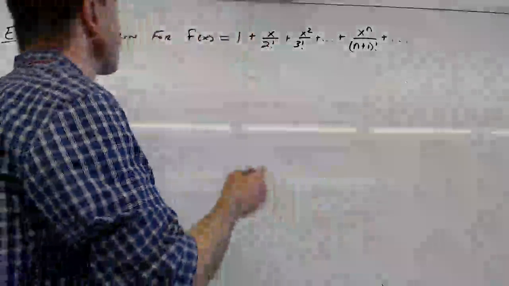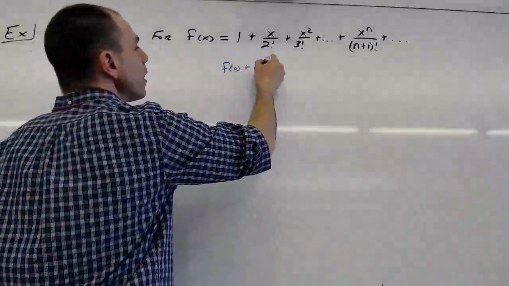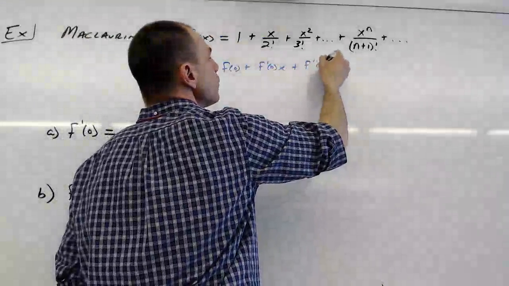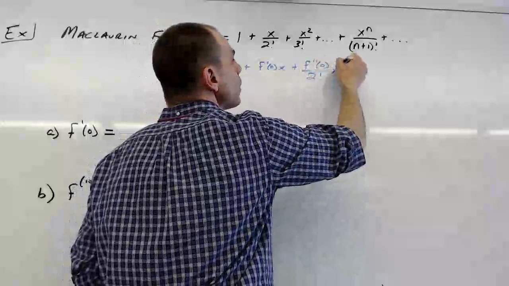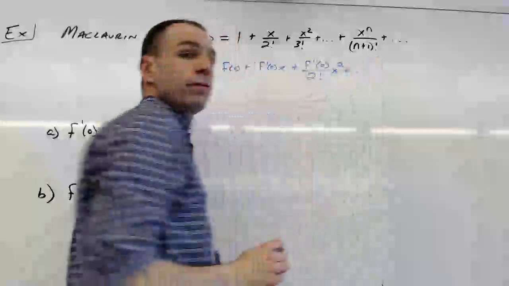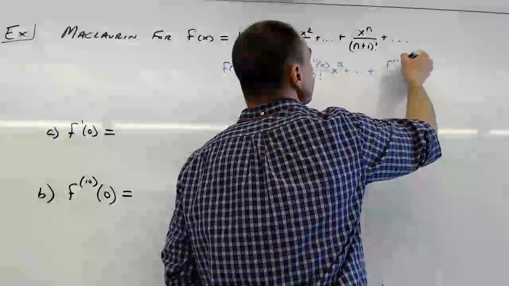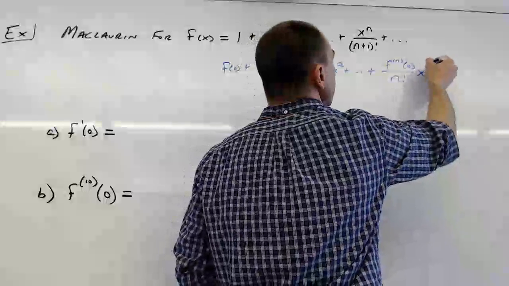So we know in general that a Maclaurin series will be f of 0 plus f prime of 0 times x plus f double prime of 0 over 2 factorial times x squared, plus so on and so forth, all right, until we have our nth term, which is the nth derivative evaluated at 0 over n factorial times x to the nth.